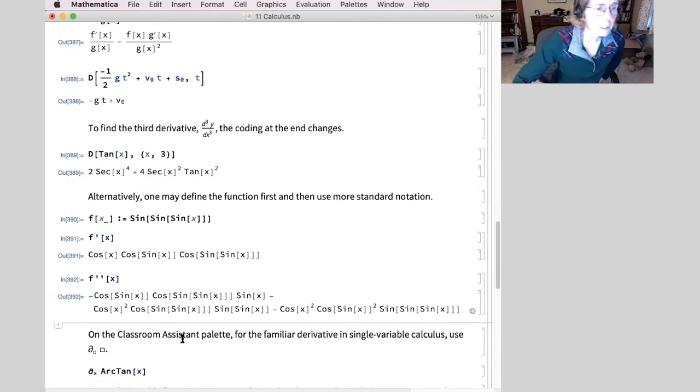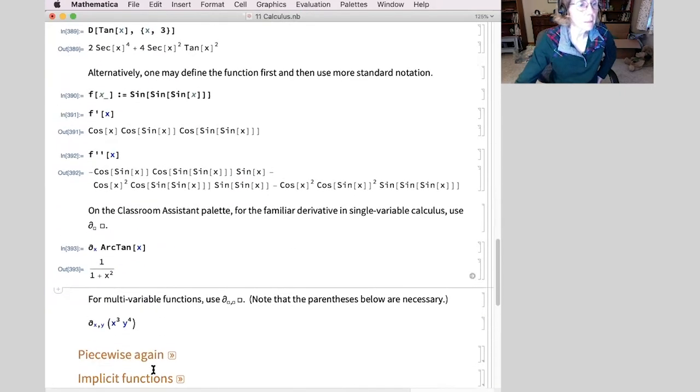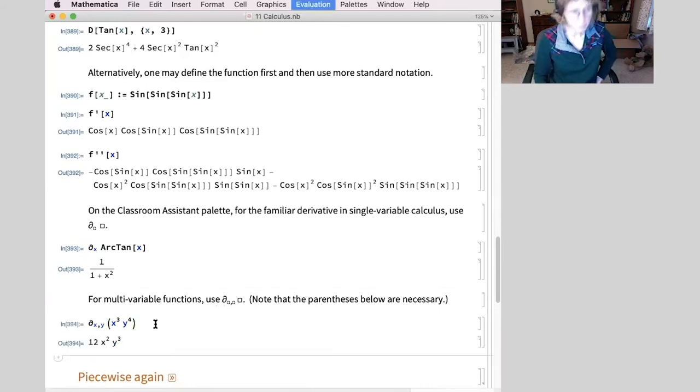If I want to use the classroom assistant palette, you're looking for that notation. That goes along with the multivariable notation, but I put my x down here, derivative with respect to x, and then just put my function in. And in fact, if I am doing multivariable work, I can take a second derivative, second partial in this case, with x and then with respect to y, but use that notation as you need to.